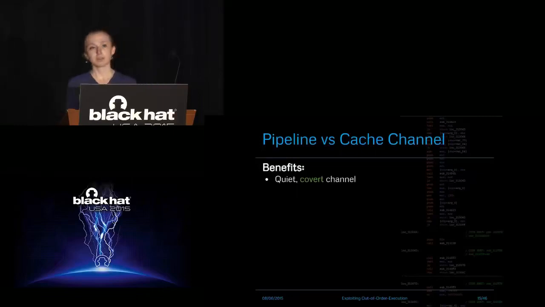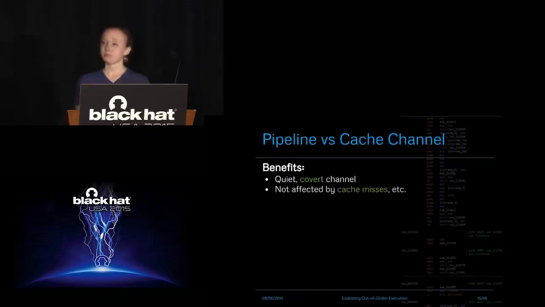It's a quieter covert channel, mostly because it's harder to detect when someone's misusing it, for the same reasons that it's hard to use it to communicate over. And it's also not affected by cache misses and other such things which affect other side channels in memory due to the large frequency of traffic in the cloud.